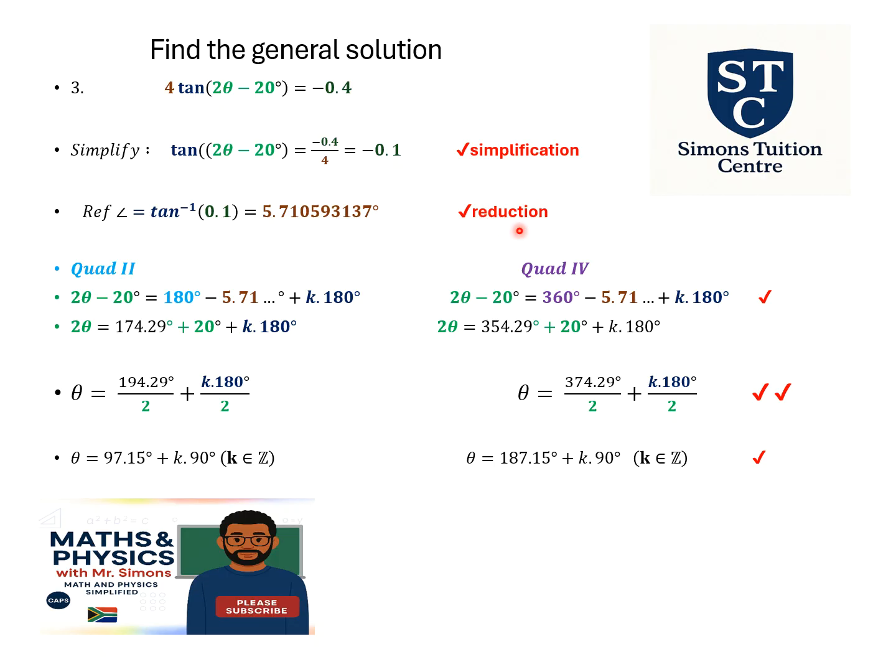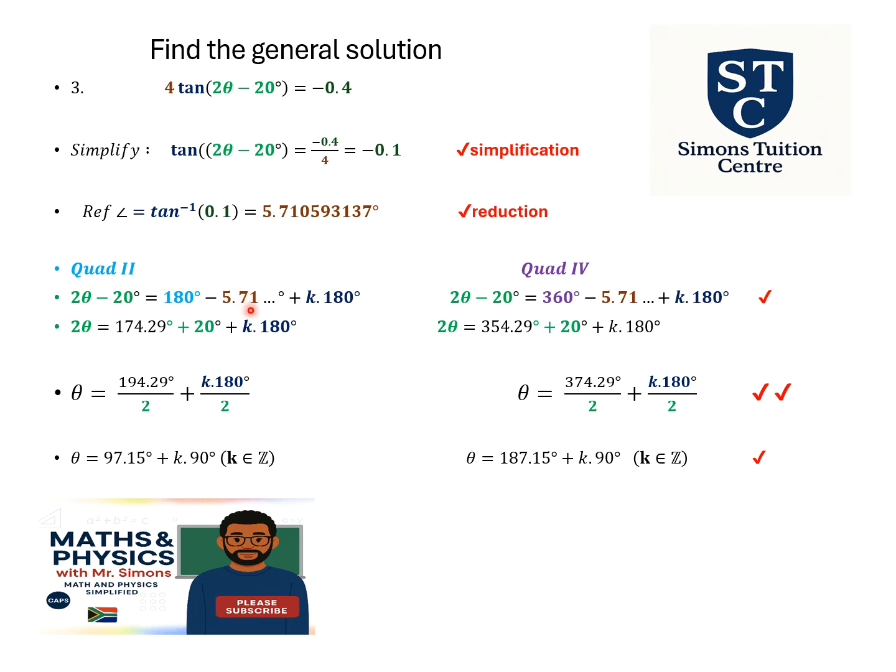Now I can say shift tan 0,1 gives me 5,71 degrees. So 1 mark for the reference angle. We're solving 2 theta minus 20 on the left hand side. Tan is given as negative there, so tan is negative in quadrant 2 and quadrant 4. Quadrant 2 will always be 180 minus the reference angle. Quadrant 4 will always be 360 minus the reference angle. So 180 minus 5,71 plus k times 180 because it's tan, and 360 minus the reference angle plus k times 180 because we have tan.